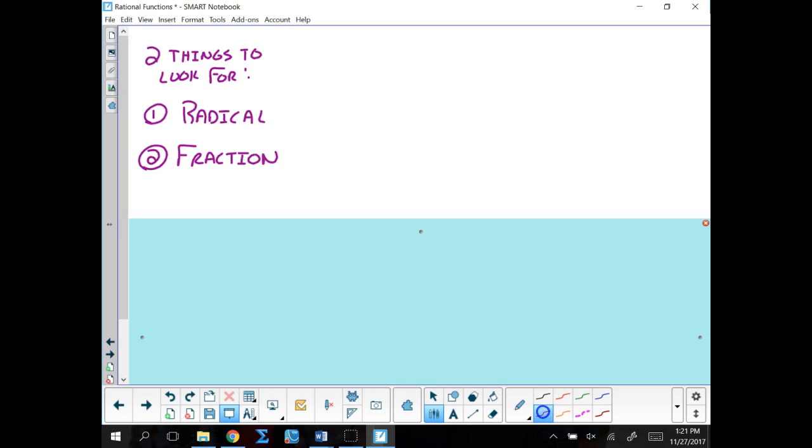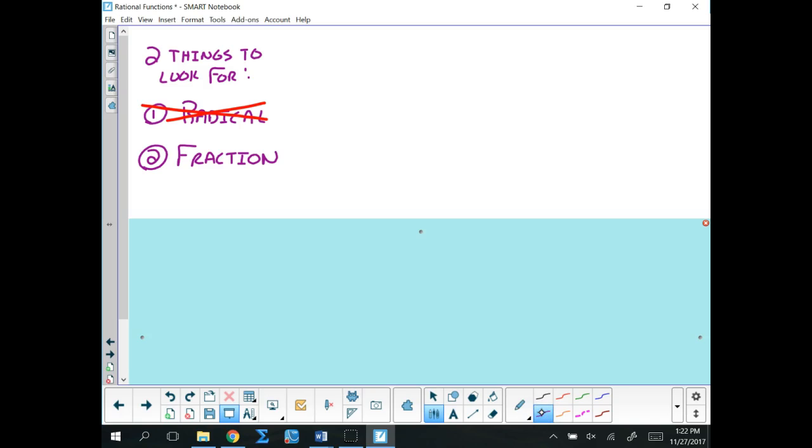Good news. In this chapter, we're not going to have radicals. Bad news. All fractions. The entire chapter is fractions. Okay? Alright? So there's that. Now, next thing.